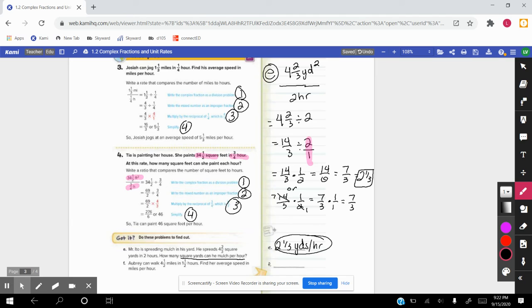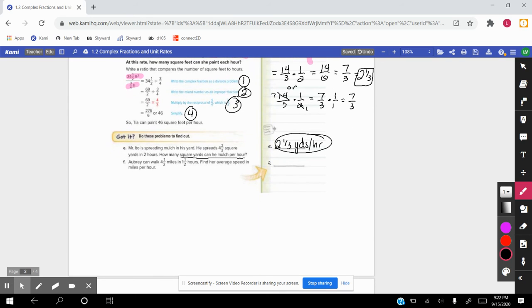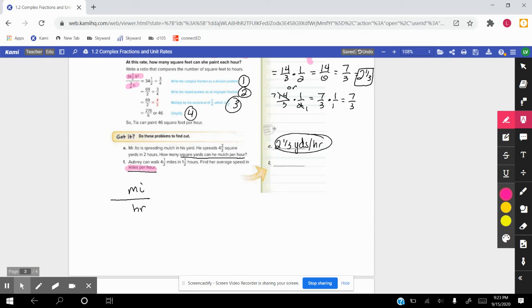Okay. Then for the next one, letter F, Aubrey can walk 4.5 miles in 1.5 hours. Find her average speed in miles per hour. So I want to put my miles on top and my hours on the bottom because it specifically says miles per hour. So I have 4.5 miles per 1.5 hours.